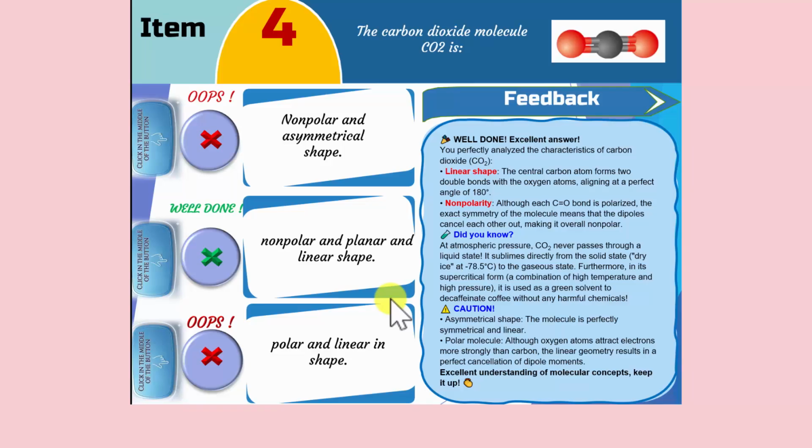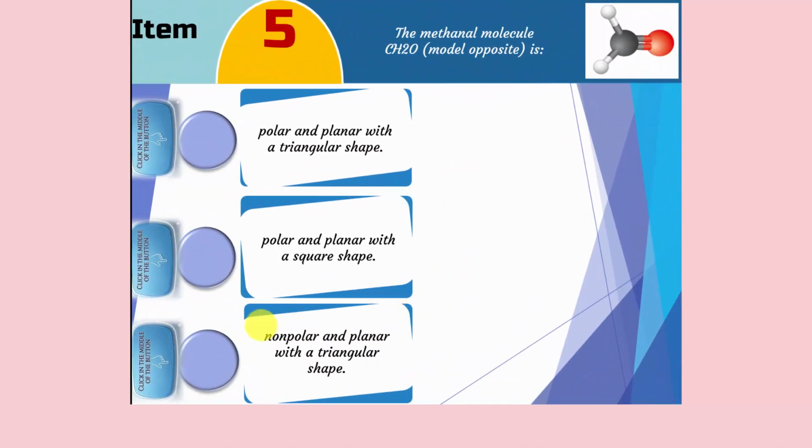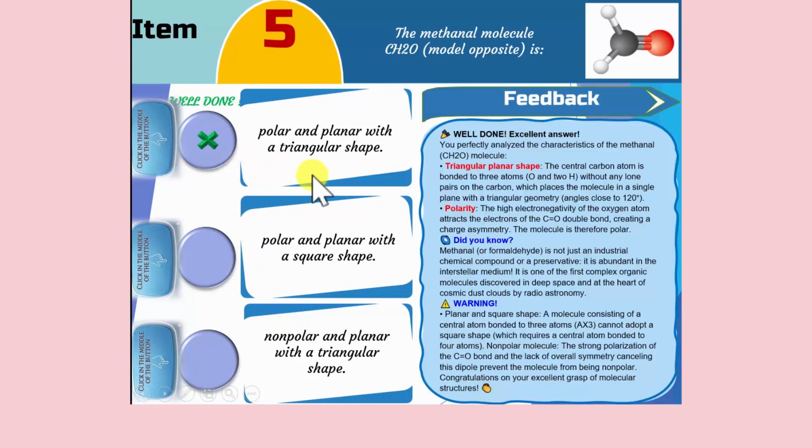A useful related fact is that, at atmospheric pressure, carbon dioxide transitions directly between solid and gas rather than forming a liquid. The correct answer is polar and planar with a triangular shape. Methanol, or CH2O, has a central carbon bonded to oxygen and two hydrogen atoms with no lone pairs on the carbon. This gives the molecule a trigonal planar arrangement with bond angles close to 120 degrees.